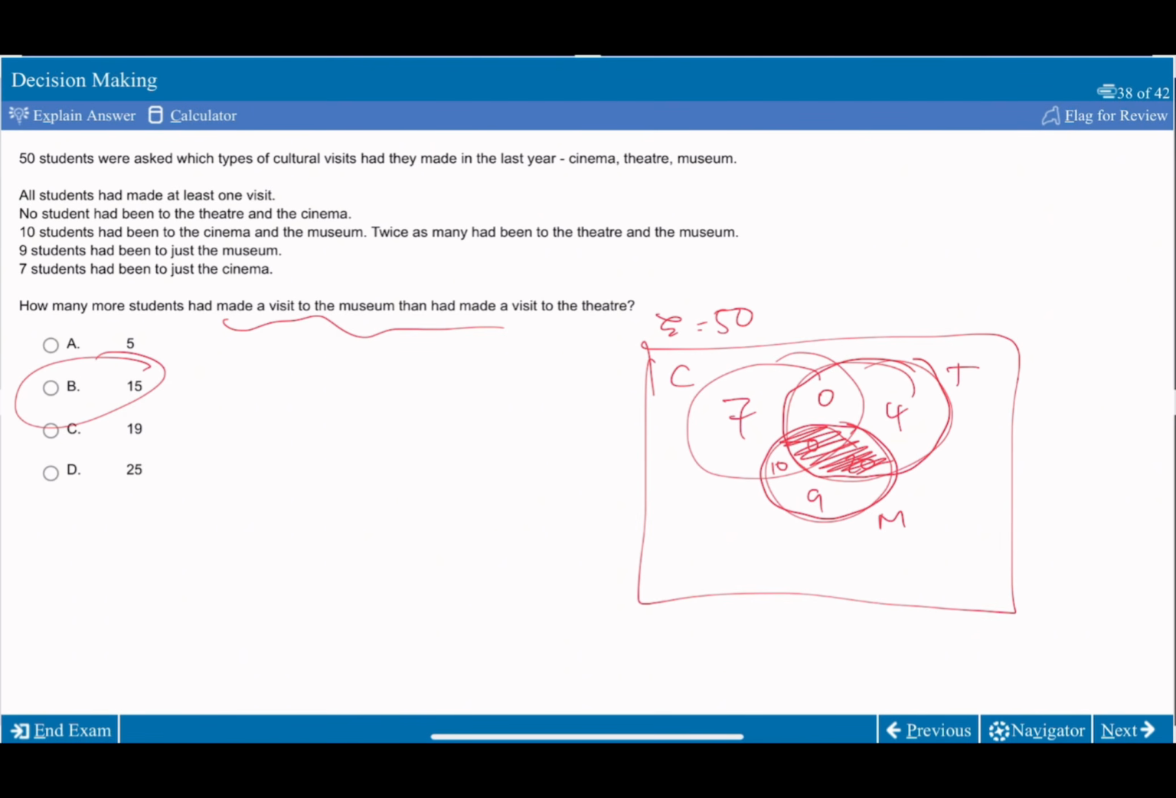Okay, so I hope that made sense. It's a little bit of a shorter video, but it's just a follow-up on some more of the Venn diagram questions, since I thought it may be helpful.